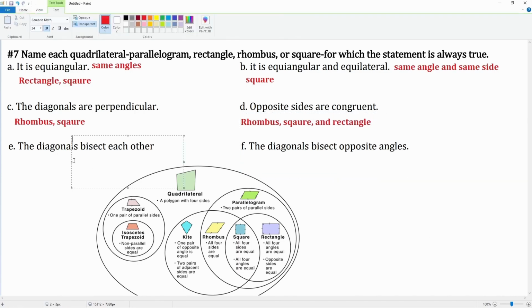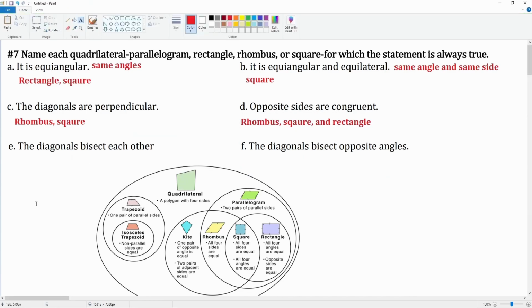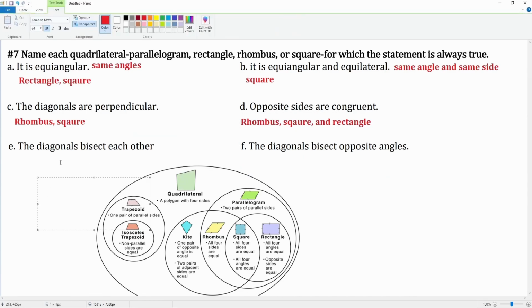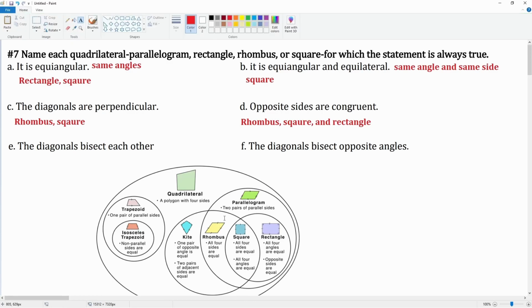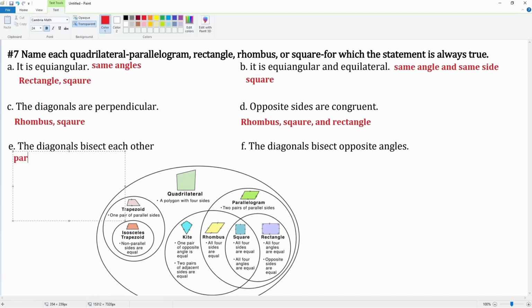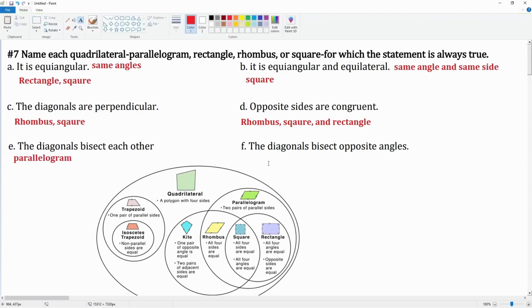Next, the diagonals bisect each other. So that means it creates equal pieces. And that is a property of the parallelogram. That is just a definition of the parallelogram. The diagonals bisect each other.